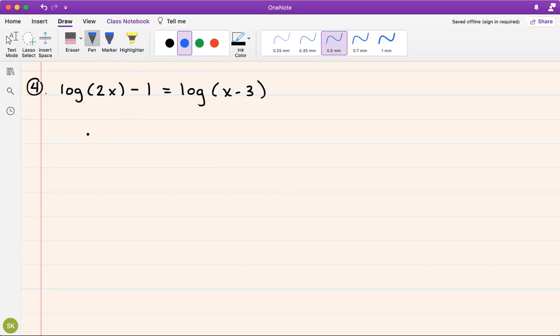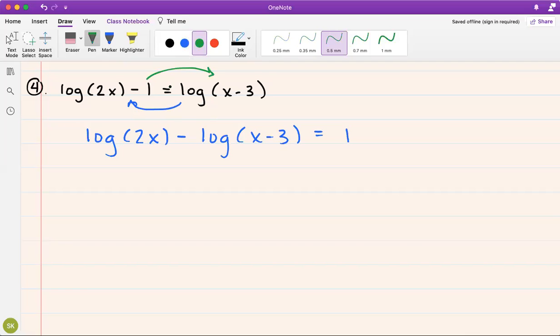Okay, so this is the same thing as log of 2x minus log of x minus 3 is equal to 1. I moved this one over and I moved this one over. So I added 1 and I subtracted this log. From there, I can combine these two logs. This is log of 2x over x minus 3 is equal to 1. And I'm going to put this base here. This is base 10.